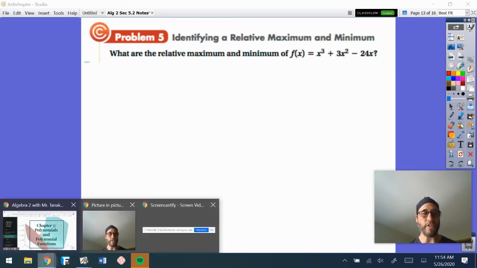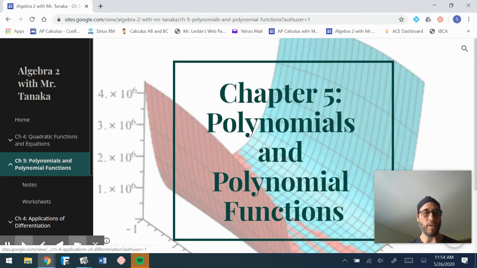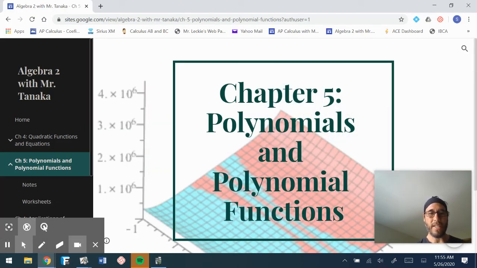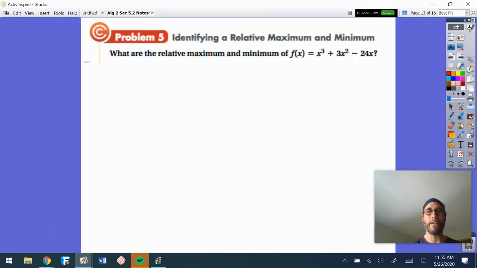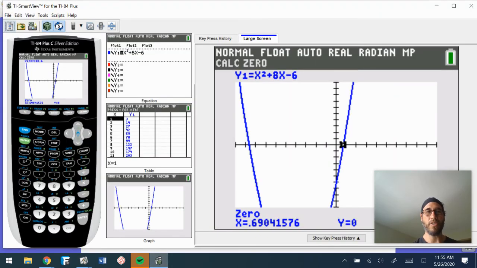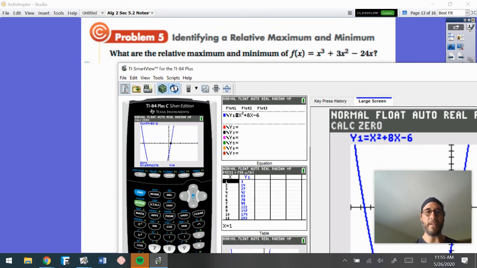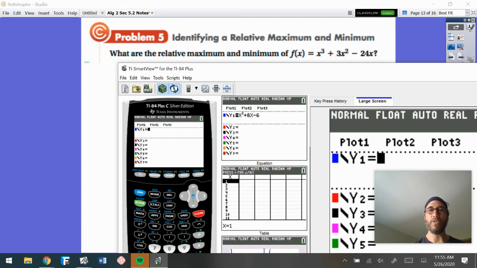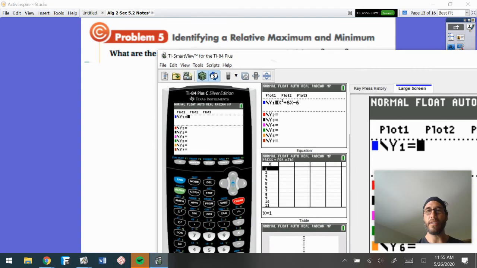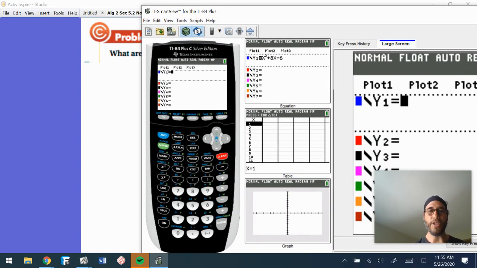So what I need all you guys to do is get out your calculator. Get out those calculators, and we're going to get my problem here. We're all going to go to y equals, and we're going to plug that function in. So the rest of today is using our calculators. X to the third.